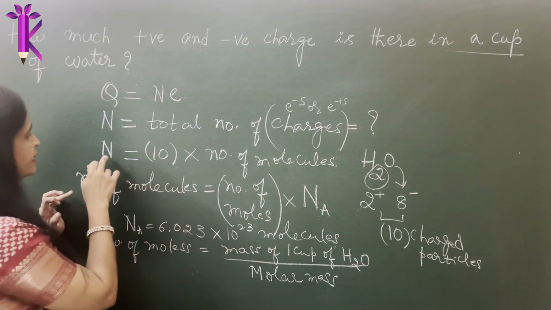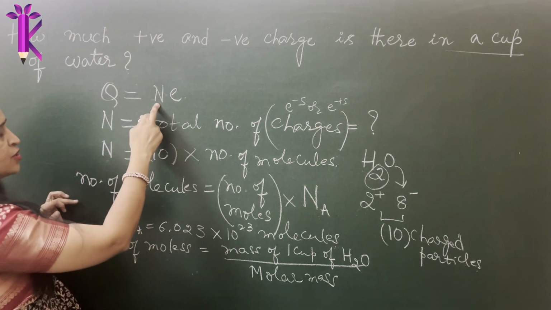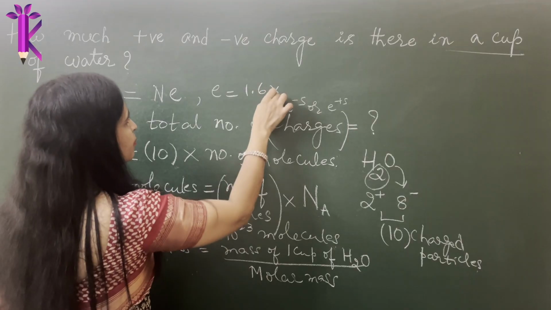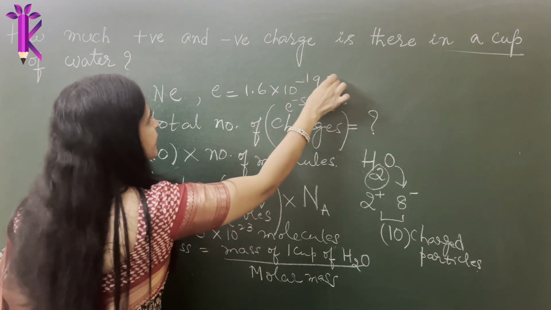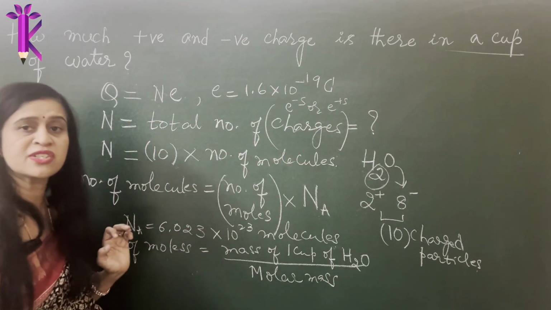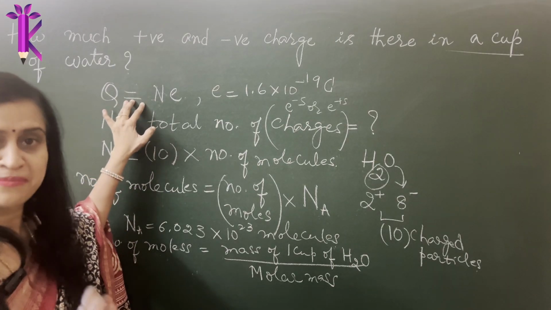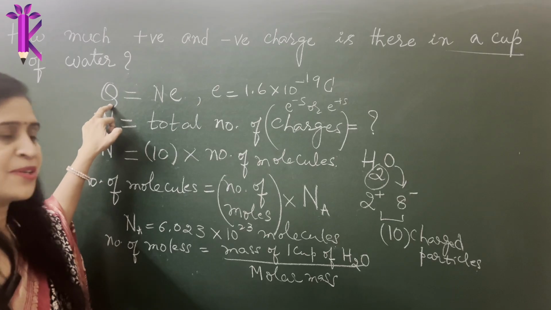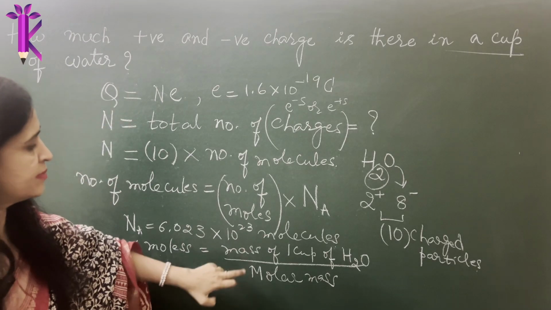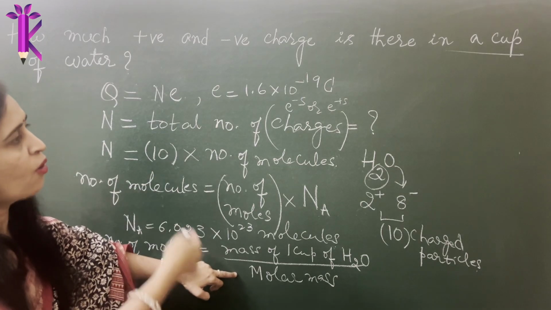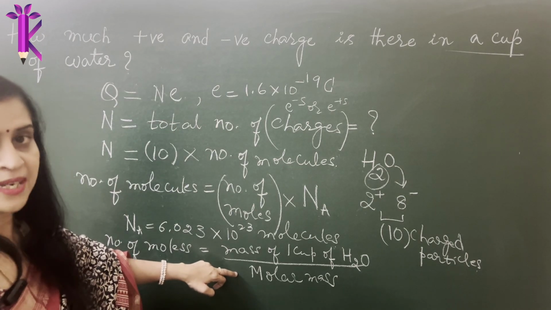Now if you calculate this N, you can substitute it here where e is also known, which is 1.6 into 10 power minus 19 Coulomb, the elementary charge either on a proton or an electron, and it becomes very easy to calculate Q. This is something you must know. I will substitute for this and from there we will go on doing the rest of the part.